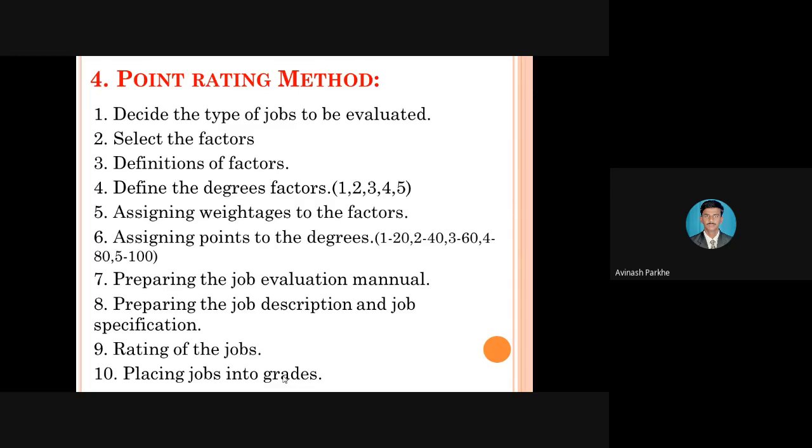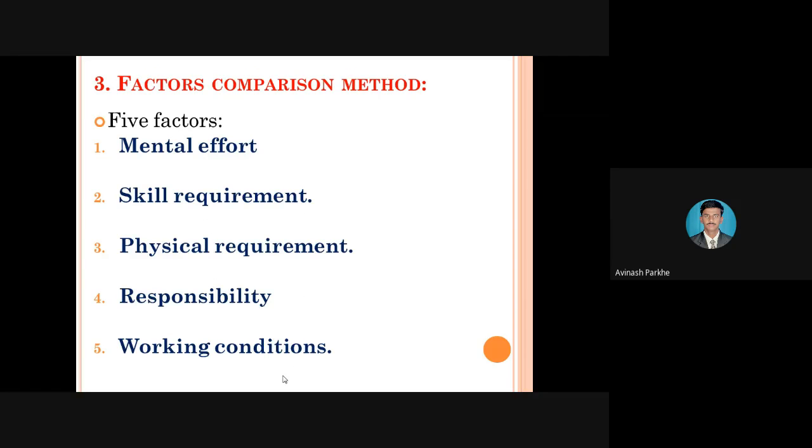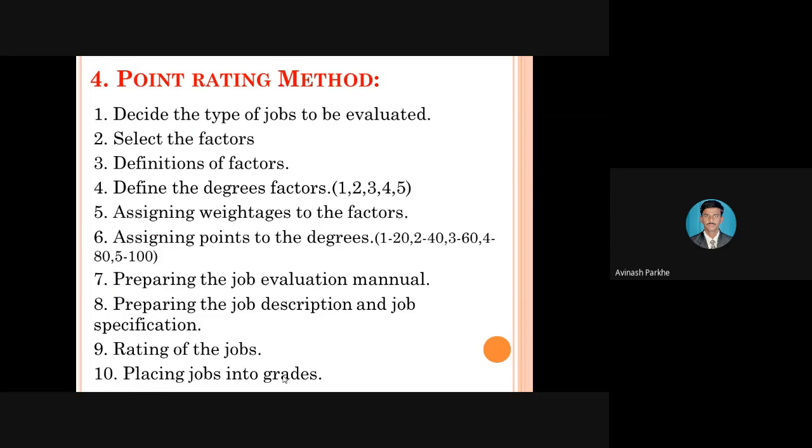So these are the 4 methods of the job evaluation, that is ranking method. Then the second method is called a job classification method. Then the third method we have discussed is the factor comparison method, where 5 factors we have considered for the comparison purpose. And this is the point rating method where the factors are considered, degrees are given, weightage is given, and the evaluation will take place. So these are the 4 methods which are mostly used for job evaluation.